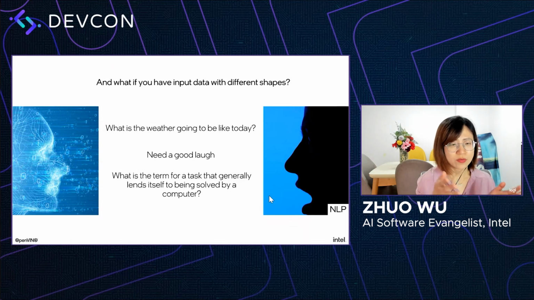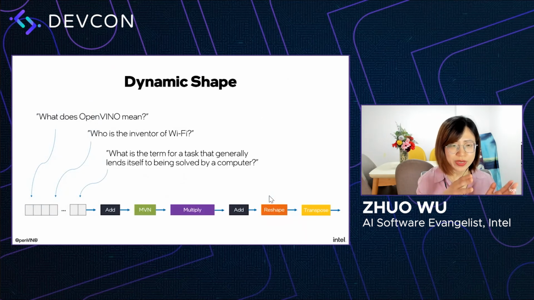So you can see when you have different questions to ask the machine, you will have different lengths of sentences that need to be input to the NLP model. So in this case, we are referring to the dynamic input shape of this neural network NLP model. In these cases, like what does OpenVINO mean and what is the term, each question has an arbitrary number of words within it. So when we input these different lengths of sentences into the NLP model, the input tensor shape of each sentence really changes on every inference call.